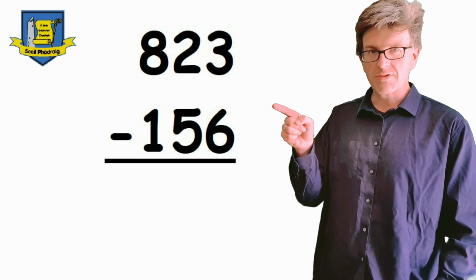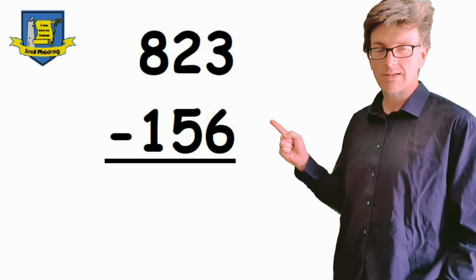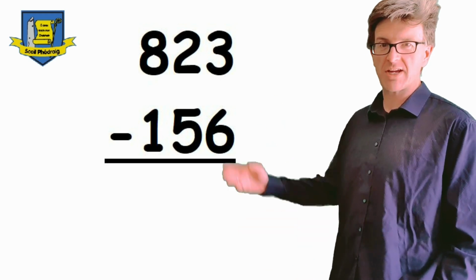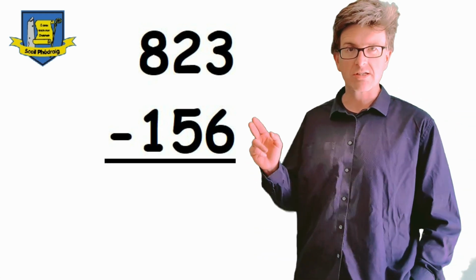Now remember the golden rule of doing these kind of sums. Top take away bottom. So you cannot here say 6 take away 3 is 3, 5 take away 2 is 3, and 8 take away 1 is 7. It's always the top take away the bottom.